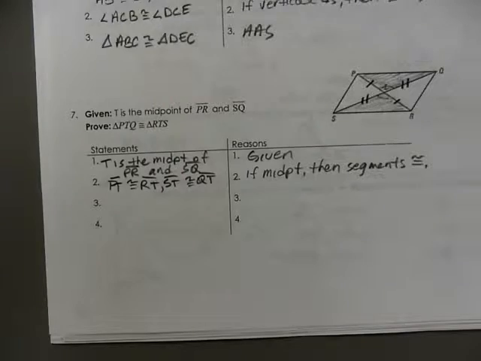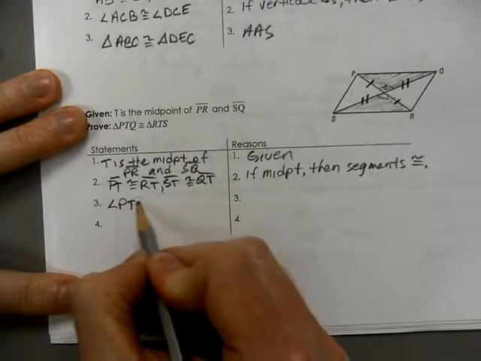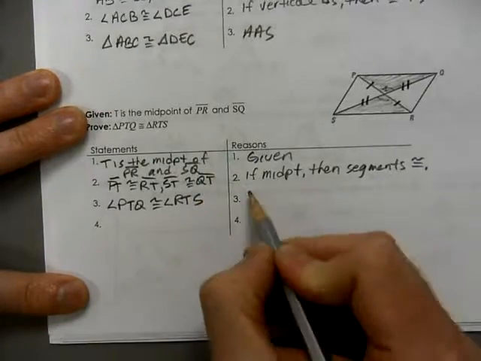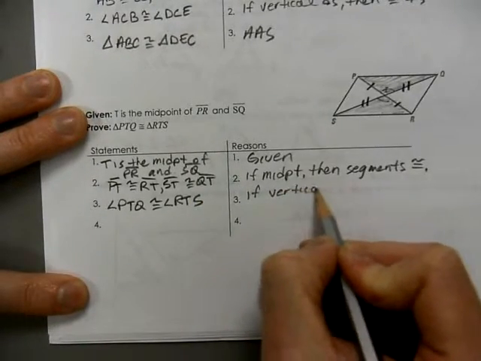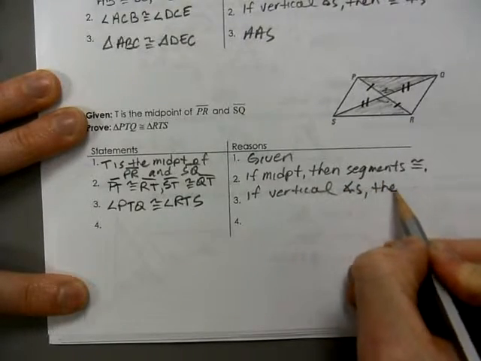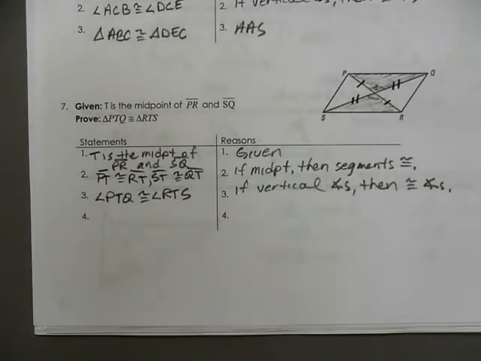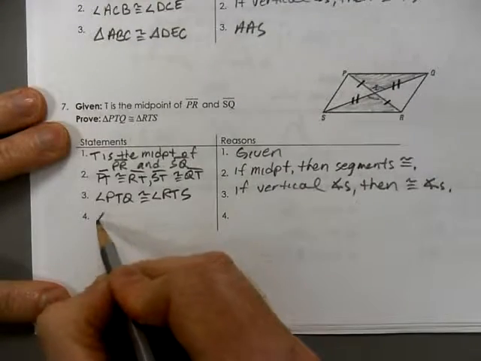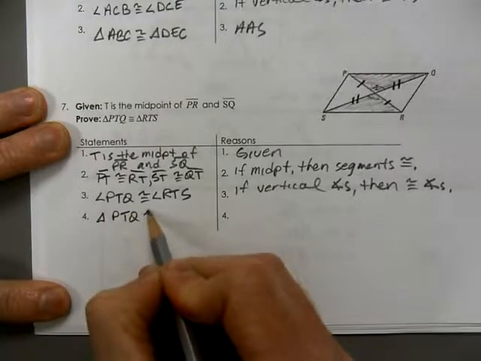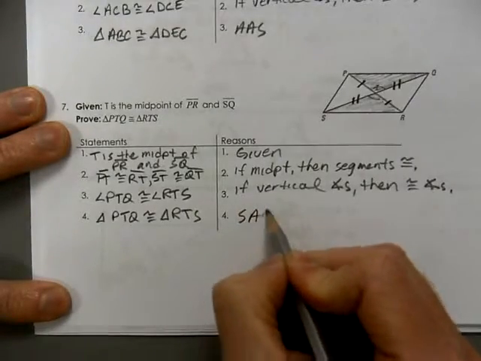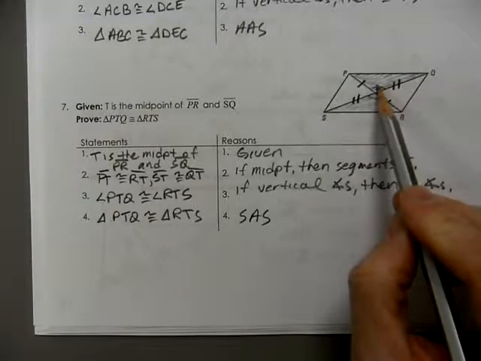What else do we need to talk about? What did we come up with in our plan? We talked about angle PTQ being congruent to angle RTS. If vertical angles, then congruent angles. What's going to be your last statement? Triangle PTQ is congruent to triangle RTS. Side, angle, side. You have two S's with the A that's in between.